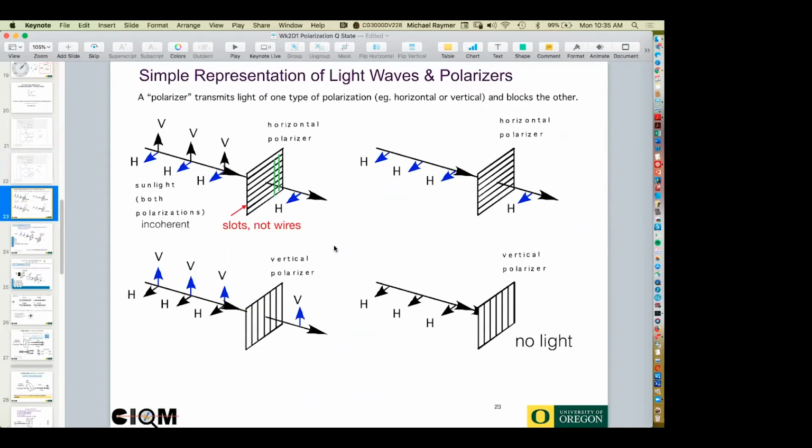Okay, so now here's some cartoons of polarizations. Here, the black lines are the slots and the green lines are the wires. And I don't draw the wires in any of these pictures, only the slots. So I'm showing that H polarization can go through and V polarization gets blocked by the slots. Here, if I just have H polarization, it goes through as H. If I have a V vertical polarizer, only the V goes through. And if I put H light into a vertical polarizer, no light goes through. Yay.